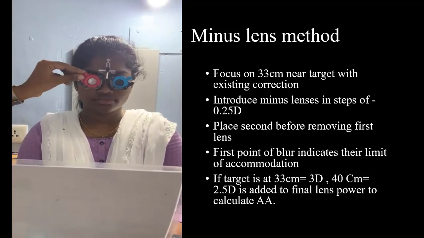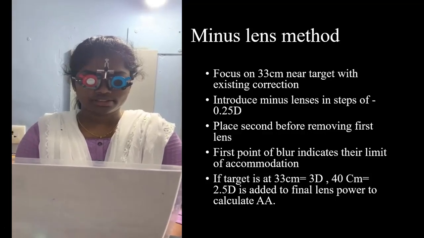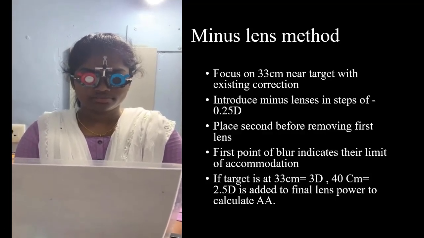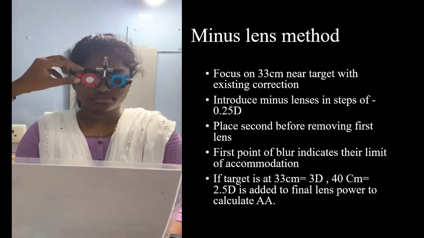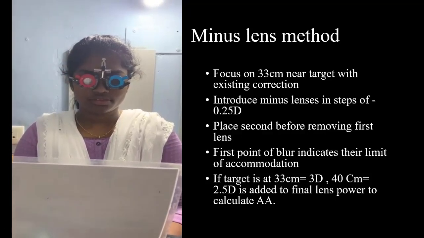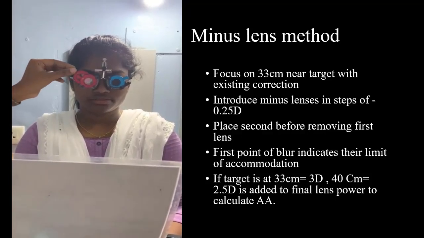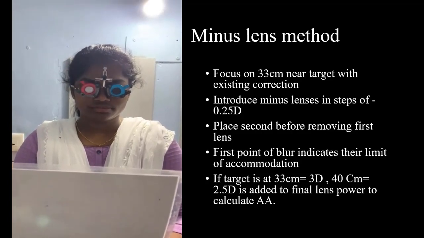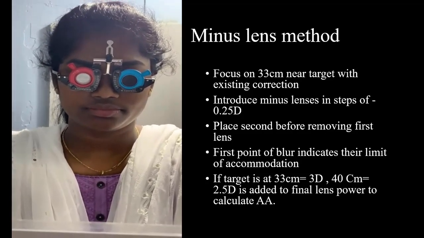Apart from that, wherever they are holding the target, suppose at 33 centimeters they are holding the target, 100 by 33, there are 3 diopters of accommodation already acting. So that amplitude also has to be added to whatever minus that we have calculated. Suppose it is 40 centimeters, then 2.5 diopters has to be added.